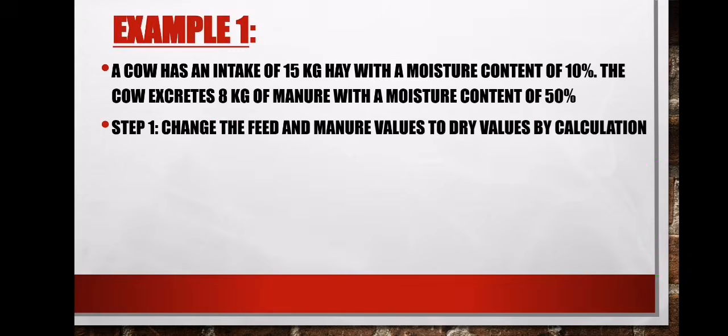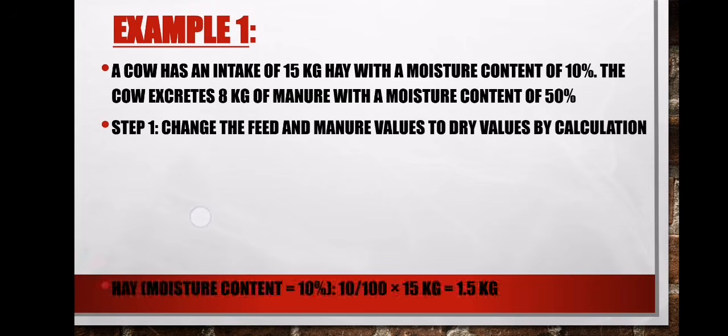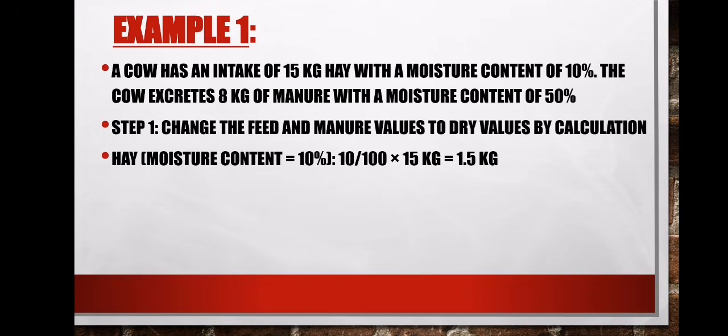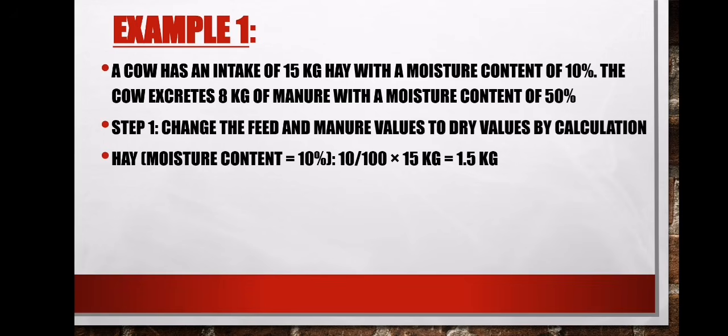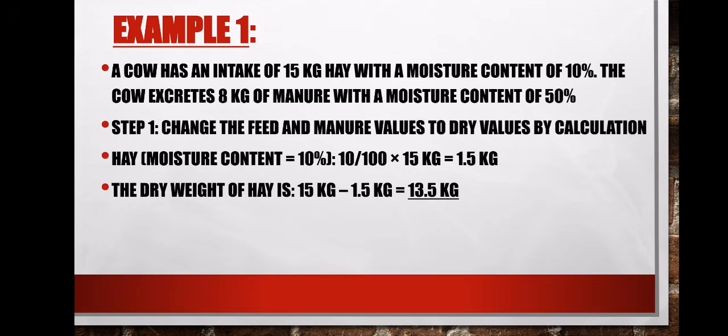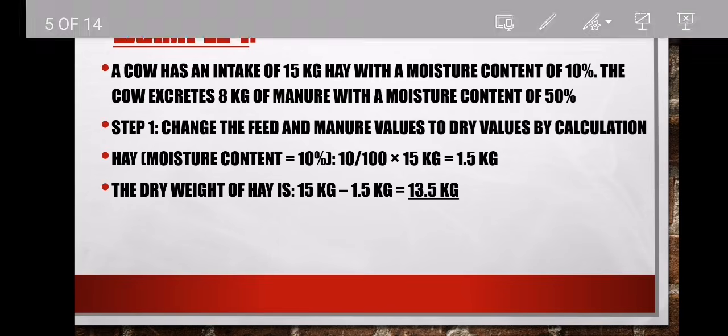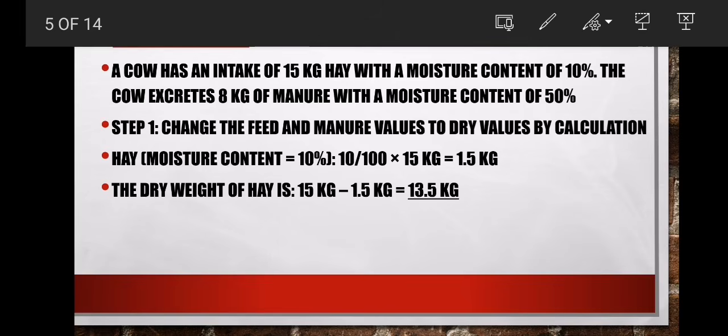So what we have here, we said you change the values. We said here 10% divided by 100 multiplied by 15, which gives 1.5. Now we have 1.5. Let us then get the dry matter by saying 15 kg minus 1.5, and we get 13.5. This 13.5 is what we are putting in the calculator in our formula.